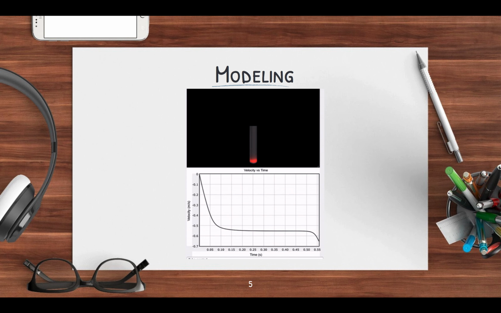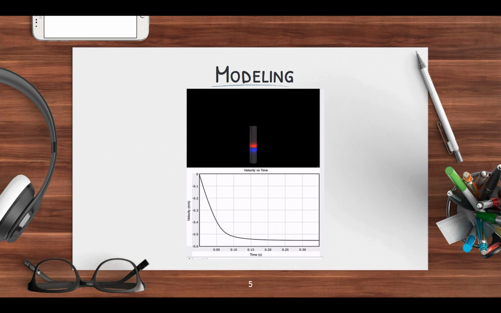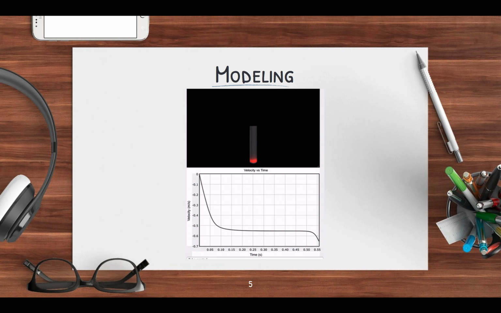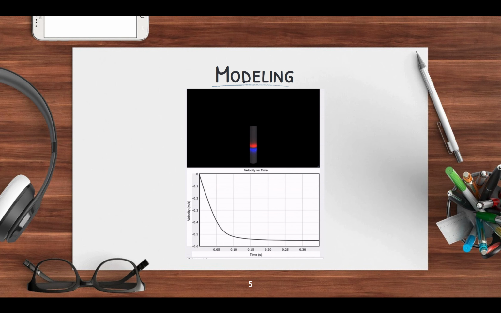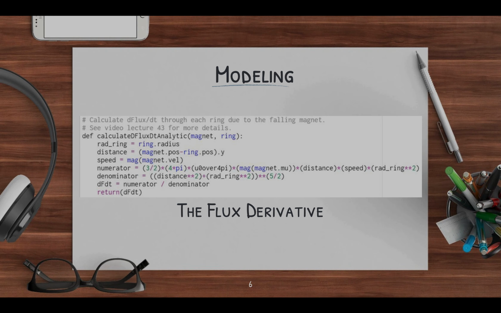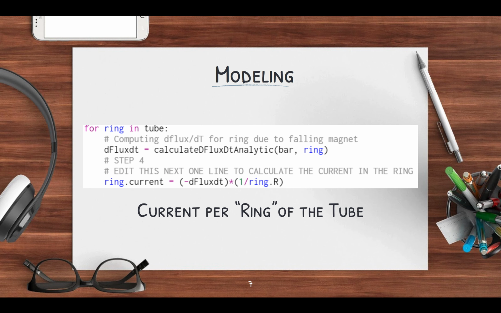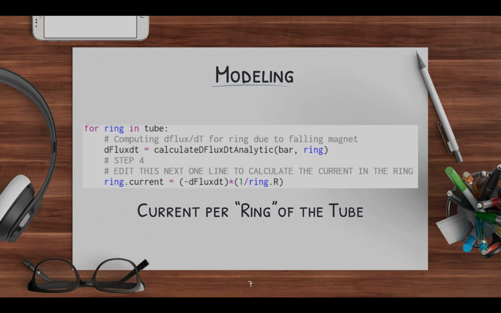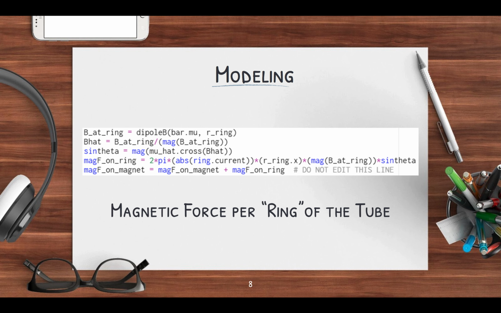The next part of our experiment is simulating the magnet falling through the tube. To do this, we use an iterative function that uses the equation for flux and the properties of the bar magnet to estimate the time it took. Here we see the computer code used to calculate the derivative of the flux in this experiment. This was then used to find the current in each ring or section of the tube using Faraday's law.